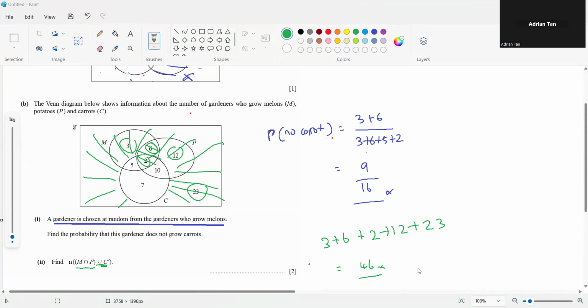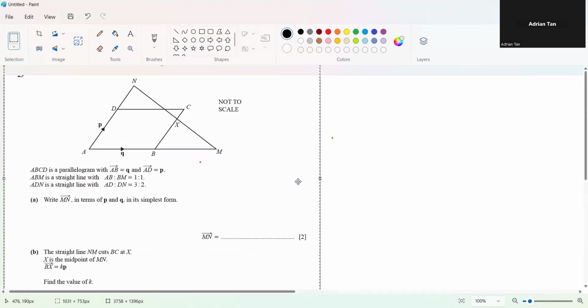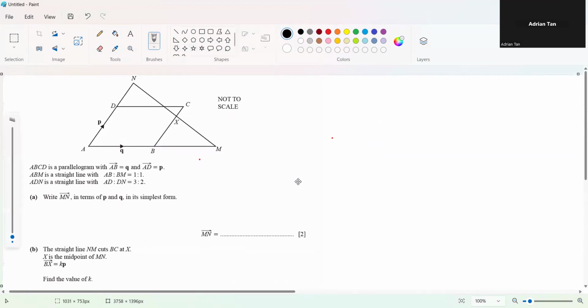So for 23, we are given a parallelogram with AB as Q, AD as P. ABM is a straight line, where AB to BM is 1 to 1. So that means this is Q, this is also Q, right? And then ADN is also a straight line. AD is 3, DN is 2. So AD is 3 parts, DN is 2 parts, right? So in totality, they have 5 parts.